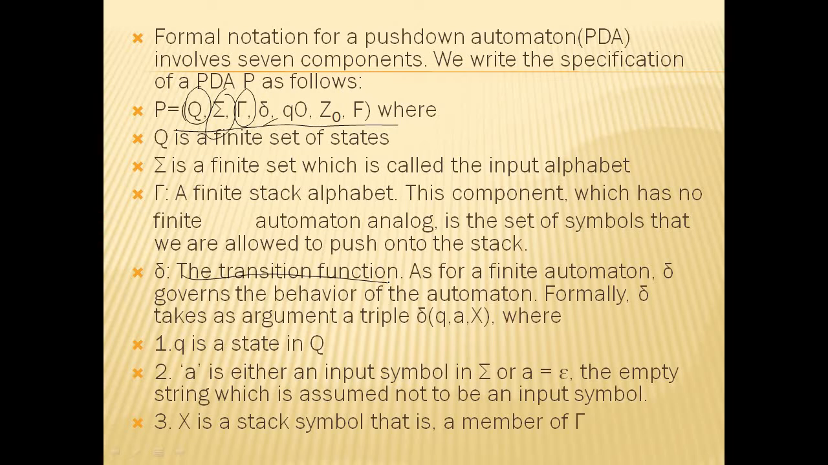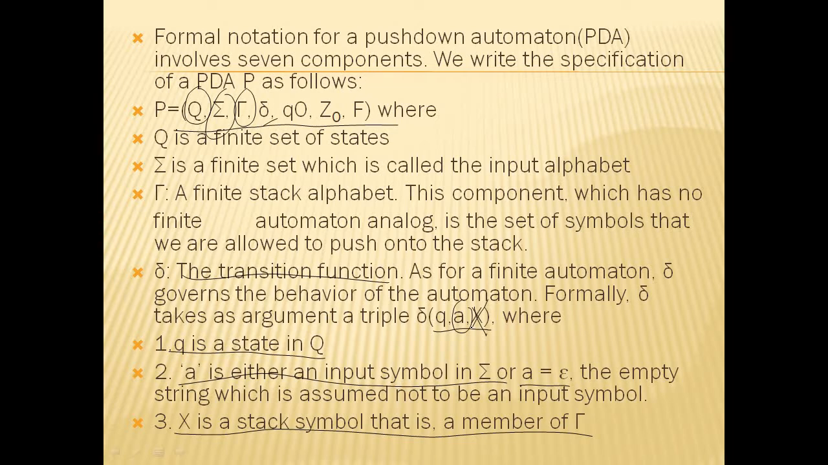Formally, delta takes an argument as a triple. So it contains three arguments, where q is the state in Q, means the state we are in at present. a is either an input symbol in sigma, or a equal to epsilon. So it may be a null string or it may be some symbol, means the input symbol which we are having. And x is the stack symbol, that is a member of tau. So what is the stack symbol we are having? We will get it from the stack. It will not pop, just get it from the stack, for comparison purpose.